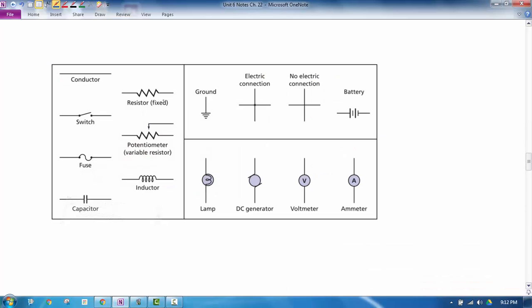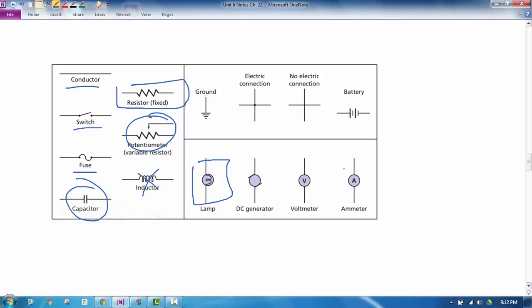Here's some more. Here are the important ones. Conductor is just going to be a line with a wire. Switch is going to look like this. We probably won't use fuses as much, but they look like this. Capacitor will look like that. We won't use inductors at all. Potentiometers we won't use, but they look like that. We will use resistors quite a bit. A lamp, we might put those in our diagrams. We will use voltmeters and ammeters like we already have. Battery for sure. And we probably won't use a DC generator at all in our circuits for now.